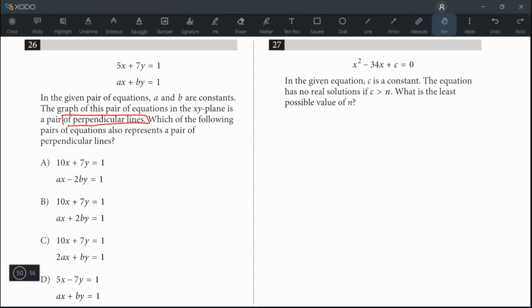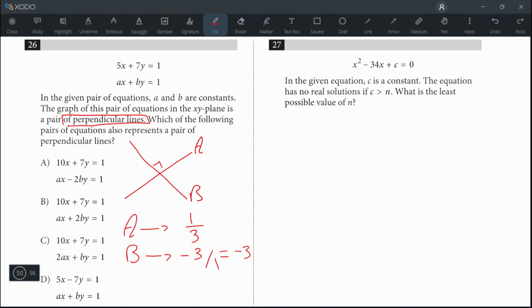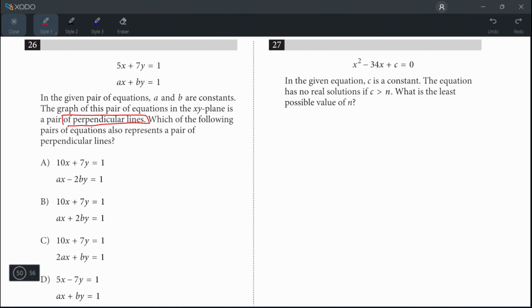So first let's understand the relationship between perpendicular lines. Perpendicular lines, when they intersect, form right angles, and due to that their slopes are negative reciprocals of each other. So let's say this line here is line A, and that is line B. If the slope of line A is equal to 1 over 3, for example, that means the slope of line B is equal to negative 3 over 1, which is the same as negative 3. As you can see, what I did is that I moved 3 up and 1 down, and then I multiplied by a negative sign. Let's get back to our question.